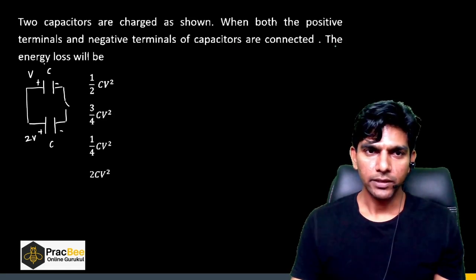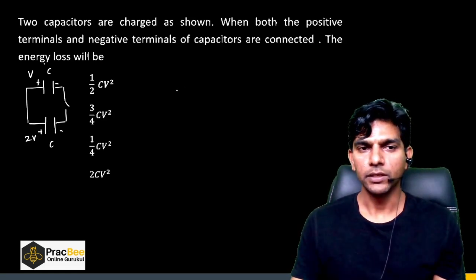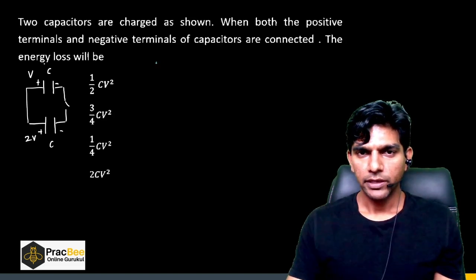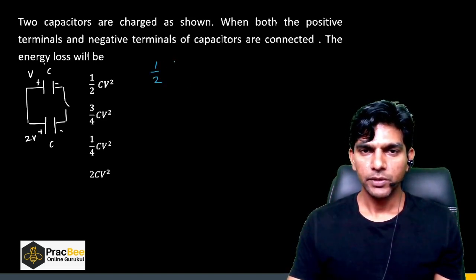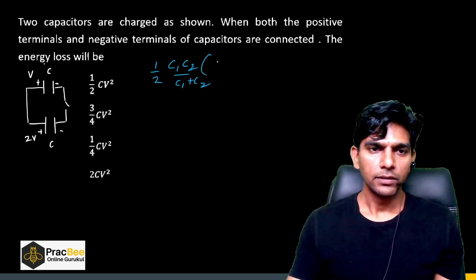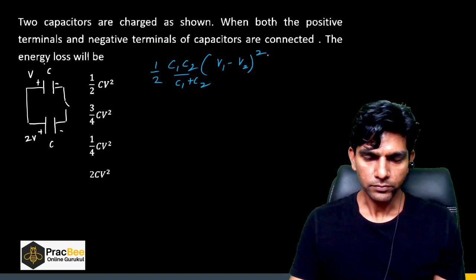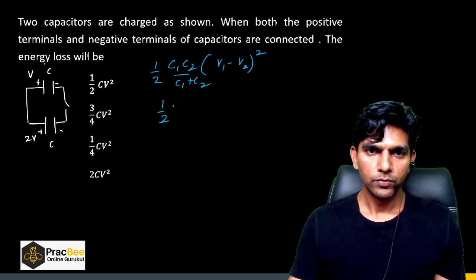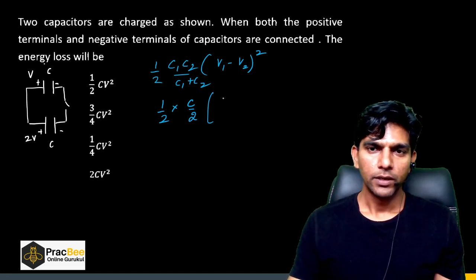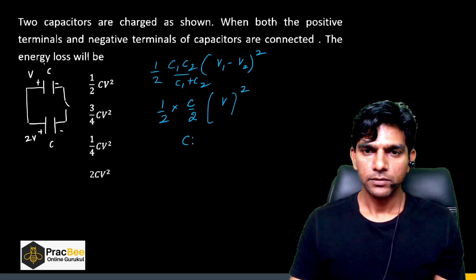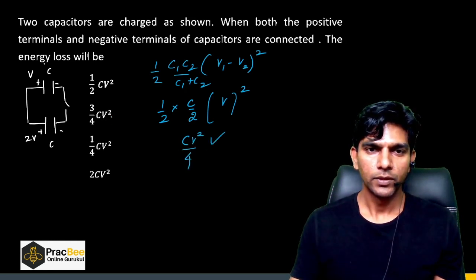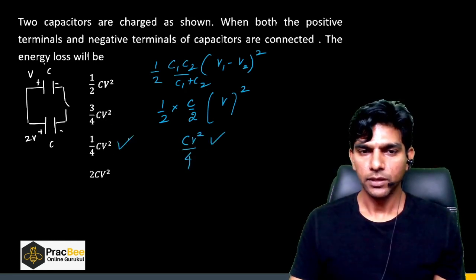Two capacitors are charged as shown. When both the positive terminals and the negative terminals of the capacitors are connected, the energy loss will be, okay, right? You can directly use the energy loss formula. It will be half times C1 C2 upon C1 plus C2, times V1 minus V2 whole square. Here both the capacitors have the same capacitance, so this will become C by 2, and V1 minus V2 is nothing but V. So this will be CV square by 4, which is the answer of this question.